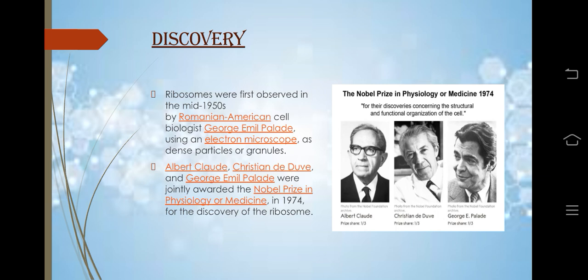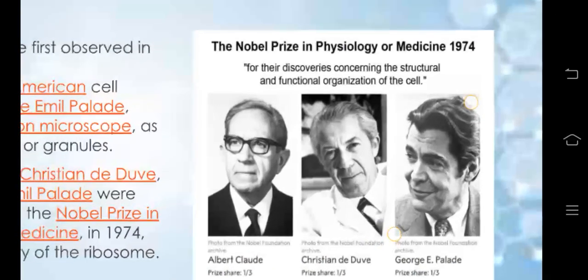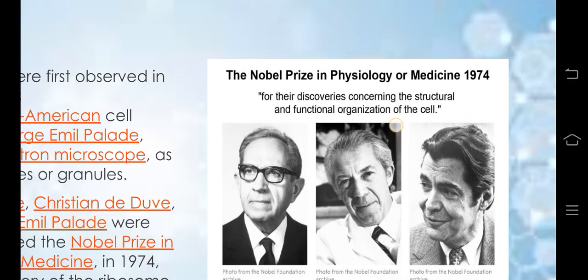Discovery. Ribosomes were first observed in the mid-1950s by the Romanian-American cell biologist George Emil Palade using the electron microscope as dense particles or granules. Albert Claude, Christian de Duve and George Emil Palade were jointly awarded the Nobel Prize in Physiology or Medicine in 1974 for the discoveries concerning the structural and functional organization of the cell.